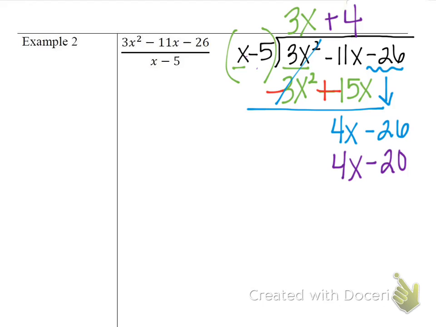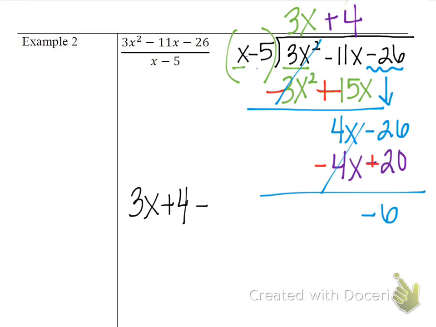And then you change the signs. And then we add. So the 4x's cancel, and what am I left with? Negative 6. That's my remainder. So your answer here is 3x plus 4 minus 6 over x minus 5.